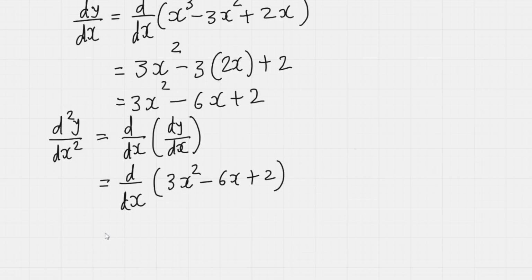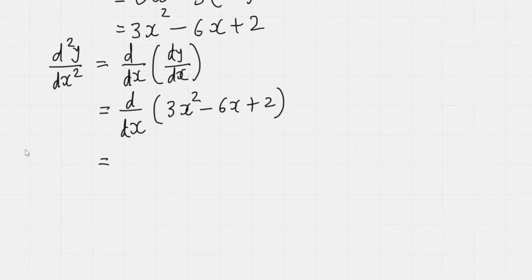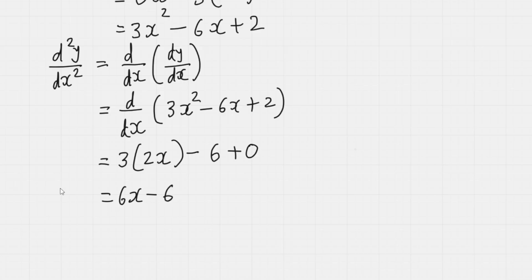Okay, so this would be equal to, the derivative of 3x square would be 3 times 2x, minus the derivative of 6x, which would be just 6, and the derivative of 2 would be 0. So this is equal to 6x minus 6. This is our second derivative.